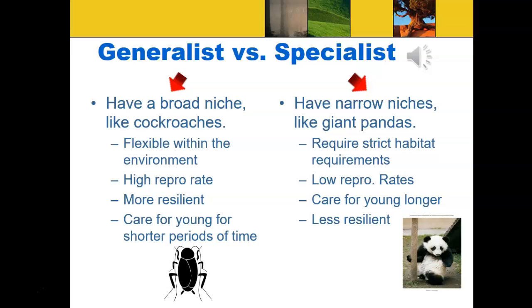They care for their young a lot longer, meaning that they're not just looking out for themselves, they're caring for others. And they're a lot less resilient, meaning that if there's a disruption in the ecosystem, they're less likely to be able to survive that. And because they reproduce really slowly, these are organisms that are at greater risk of becoming extinct. Interesting question, are humans generalists or are humans specialists?